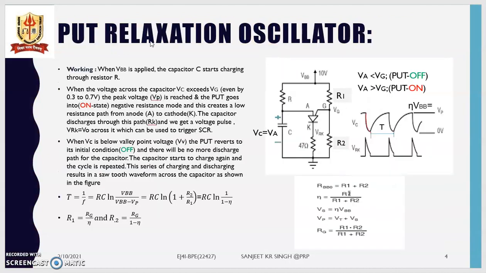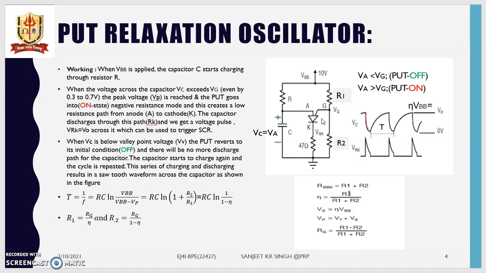The second circuit, that is the PUT relaxation oscillator. Here the voltage pulses generated due to the discharging of the capacitor through the PUT and through this resistor will turn on the SCR. A pulse is generated across this 47 ohm resistor here and can be given to the gate and cathode of the SCR for turning on or triggering.